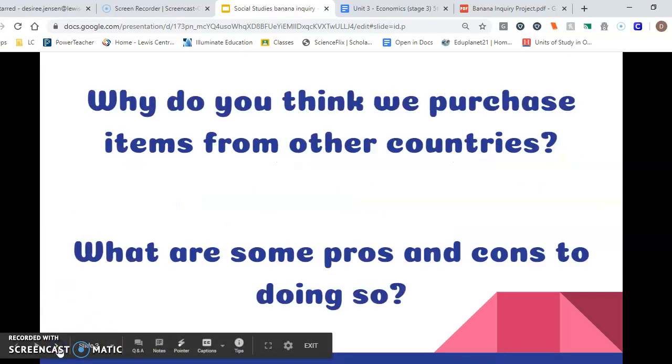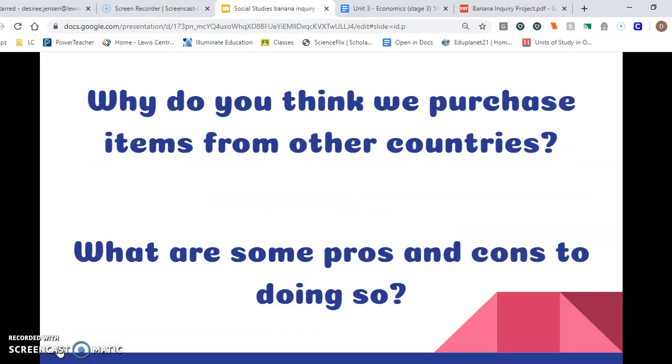Okay, now I want you to think about two questions. Why do you think we purchase those items from other countries? And what are the pros and cons? So what are the benefits, and maybe some of the negative things that could come from bringing in items from other countries? Again, pause and reflect in your notebook or your piece of paper or wherever you're writing today, and pause the video if you would like until you have finished and are ready to move on.